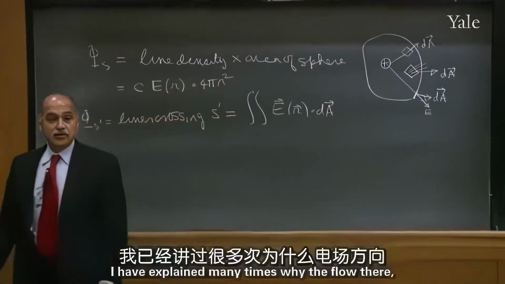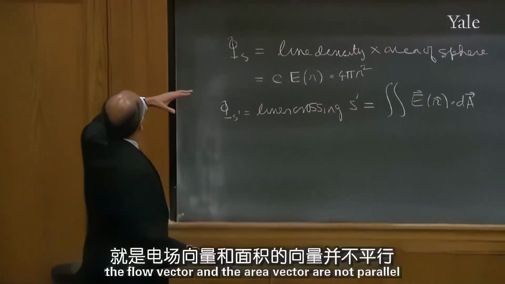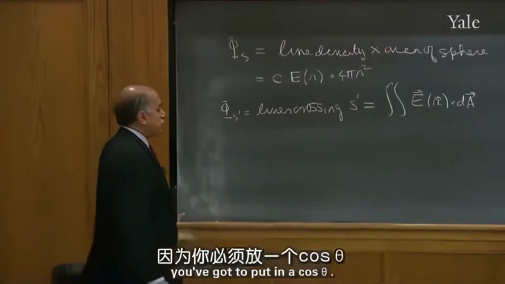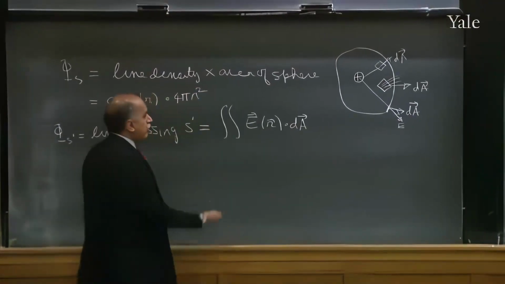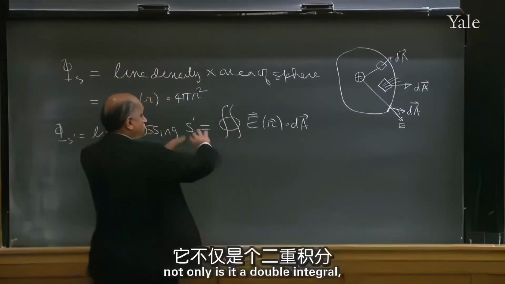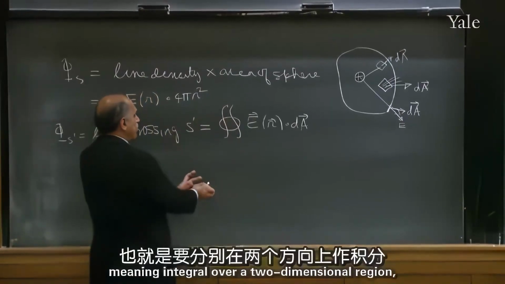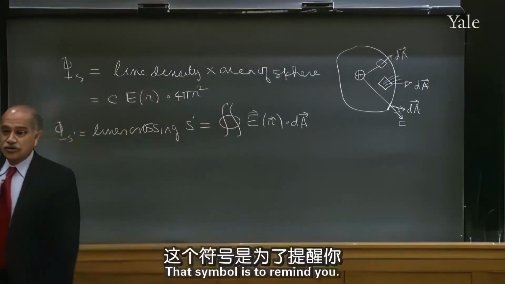I've explained many times why if the flow vector and the area vector are not parallel, you've got to put in a cos theta. That's what comes in to this dot product. And we write a symbol like this to tell you not only is it a double integral, meaning integral over a two-dimensional region, but it's over a closed two-dimensional region. That symbol is to remind you.